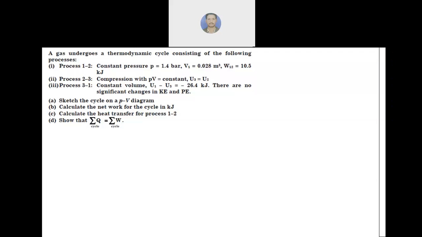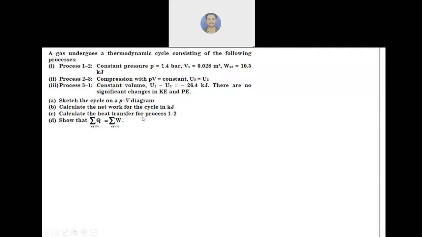Why cycle? Process 1 to 2, 2 to 3, and again from 3 to 1. So initial is 1 and final is also 1. So it is one complete cycle. You have to sketch this on the pressure volume diagram. Next, calculate net work. Then you have to calculate net heat transfer.